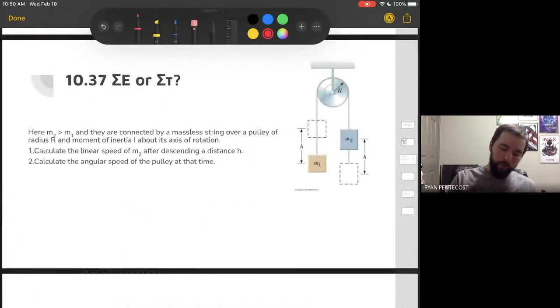So here mass 2 is greater than mass 1, and they are connected by a massless string over a pulley of radius r and moment of inertia I about its axis of rotation. Number 1 says calculate the linear speed of m2 after descending a distance h, and part 2 says calculate the angular speed of the pulley at the time.